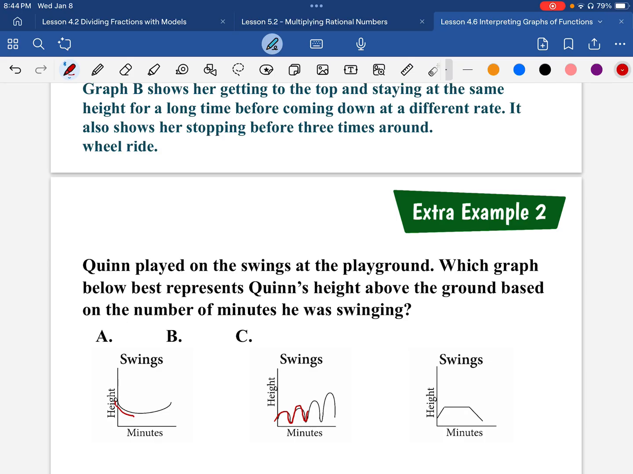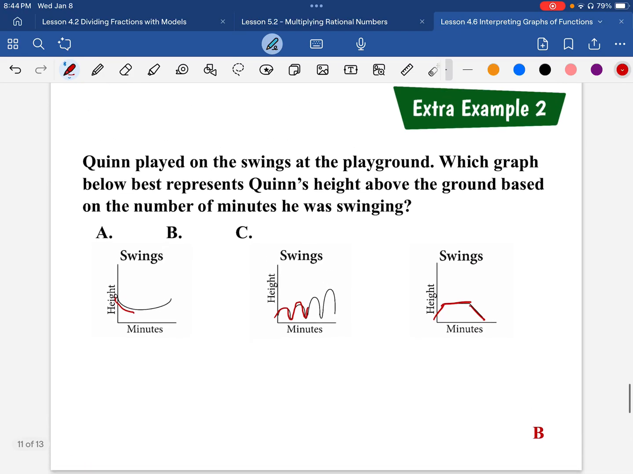And in example C, she got higher and then she stayed. She levitated in the air and then she came back down. I don't know many swings that can stay up in the air. That would be super cool, but the swing is on like a pendulum, so it has to swing back and get further away from the ground.